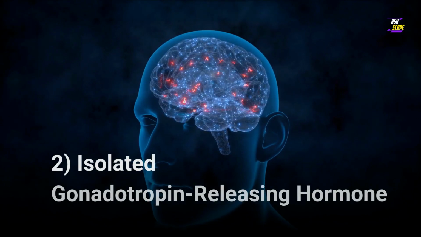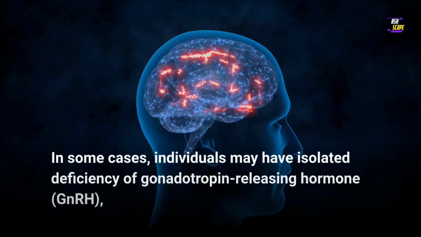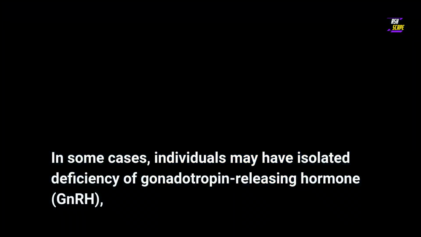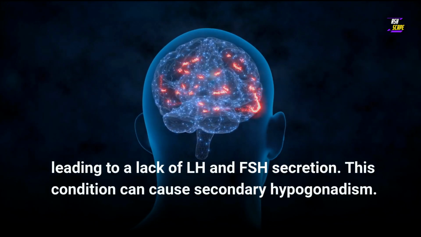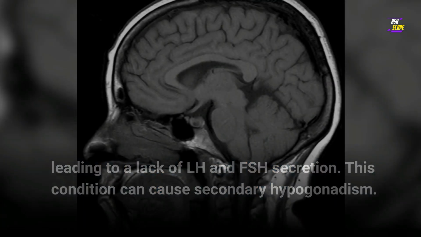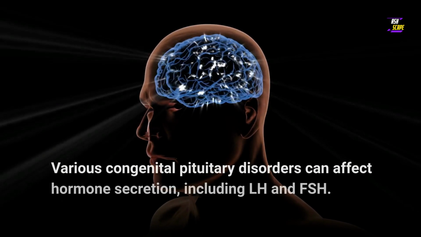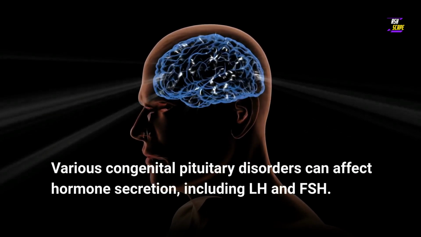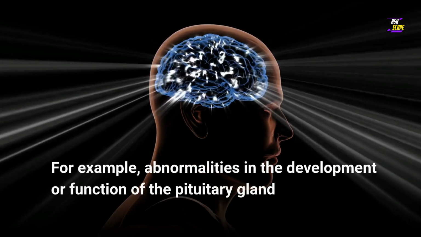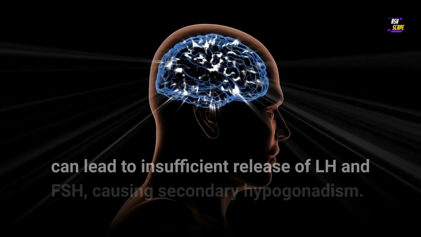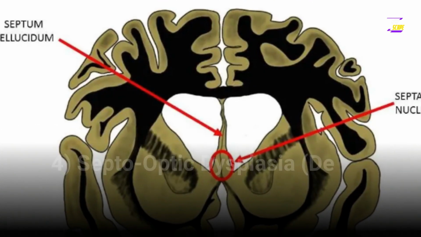2. Isolated gonadotropin-releasing hormone deficiency. In some cases, individuals may have isolated deficiency of gonadotropin-releasing hormone, GnRH, leading to a lack of LH and FSH secretion. This condition can cause secondary hypogonadism. 3. Pituitary disorders. Various congenital pituitary disorders can affect hormone secretion, including LH and FSH. For example, abnormalities in the development or function of the pituitary gland can lead to insufficient release of LH and FSH, causing secondary hypogonadism.